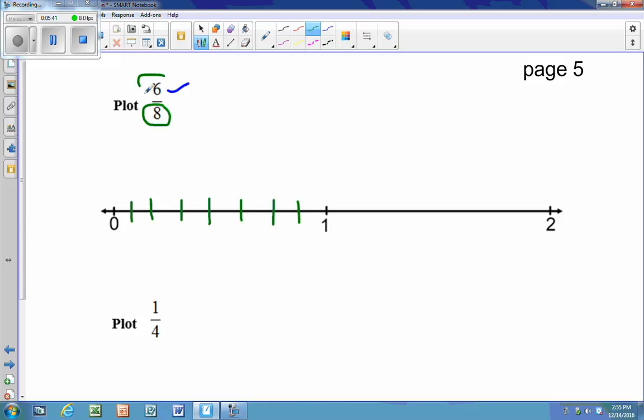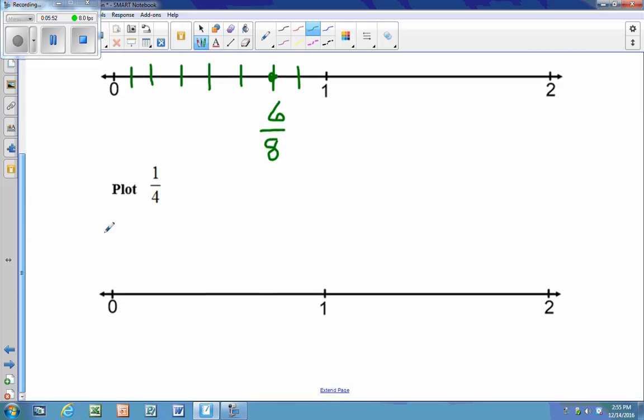And I want to go to the 6th line. 1, 2, 3, 4, 5, 6. I mark it off, and I have 6/8. Next is 1/4. I see the 1 in the numerator right here is less than the 4 in the denominator, so it's less than 1, so I'm only going to here.